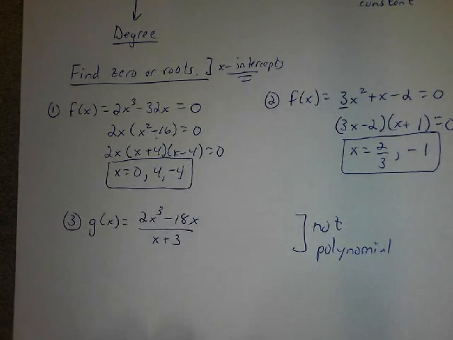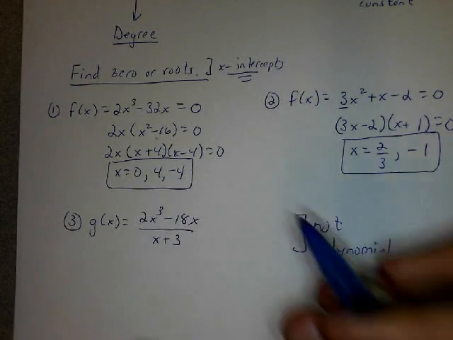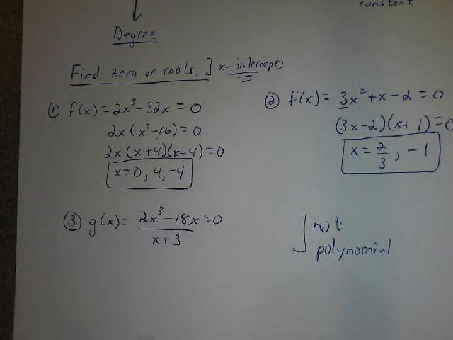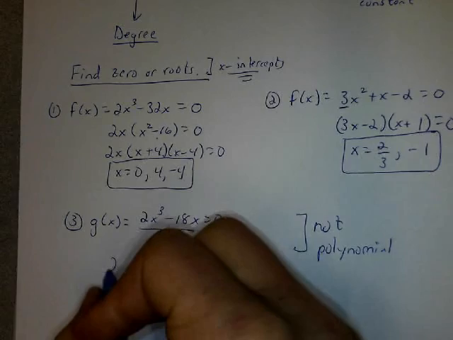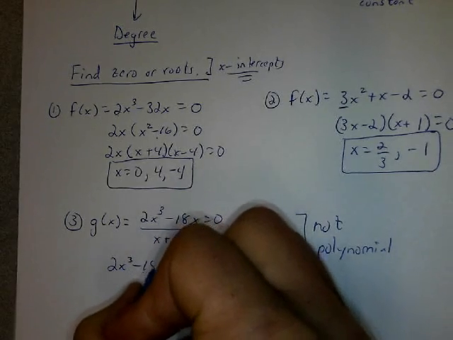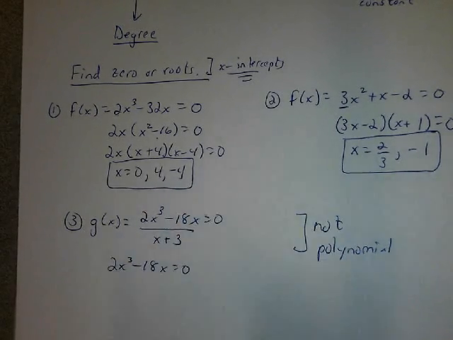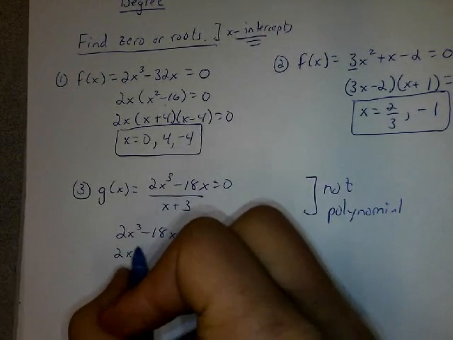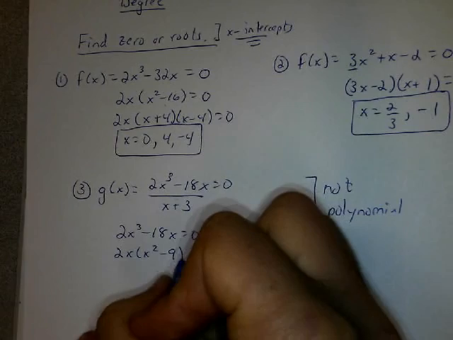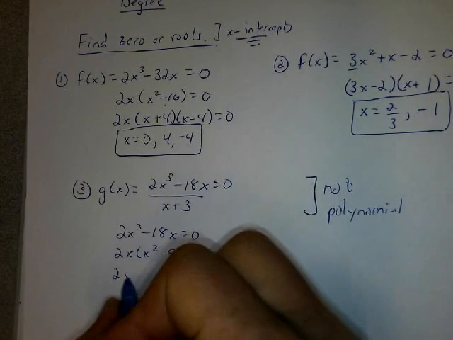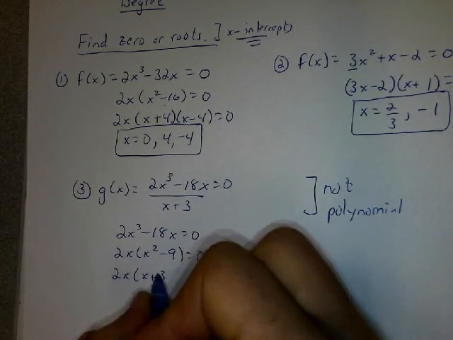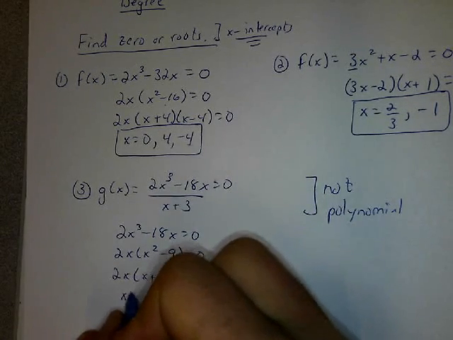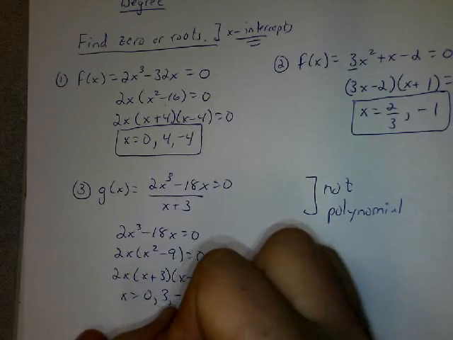So now, first and foremost, if you want to find the zeros, this would be equal to 0 if the top equals 0, because then you'd have 0 over the bottom. So you have 2x cubed minus 18x is equal to 0. If you pull out a 2 and an x, we have x squared minus 9, just like the first one we did today. And 2x times x plus 3 times x minus 3. So x equals 0, 3, and negative 3.